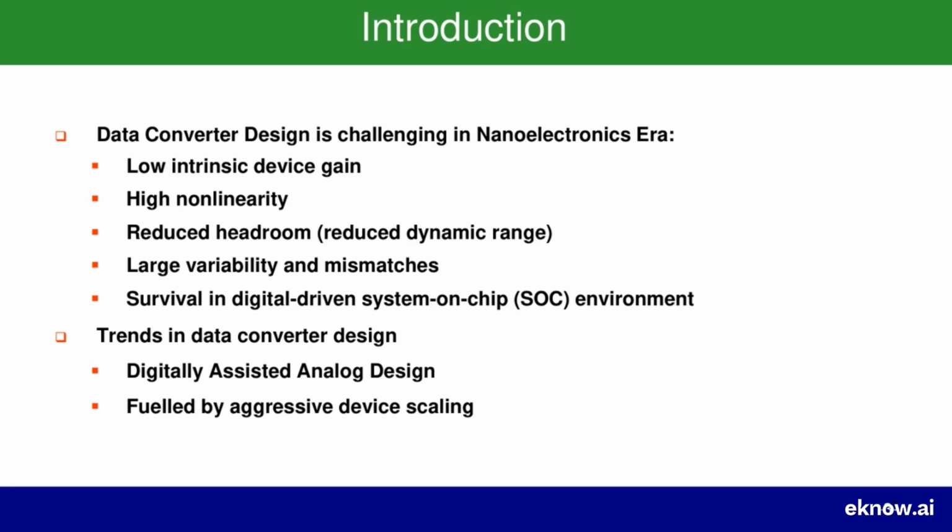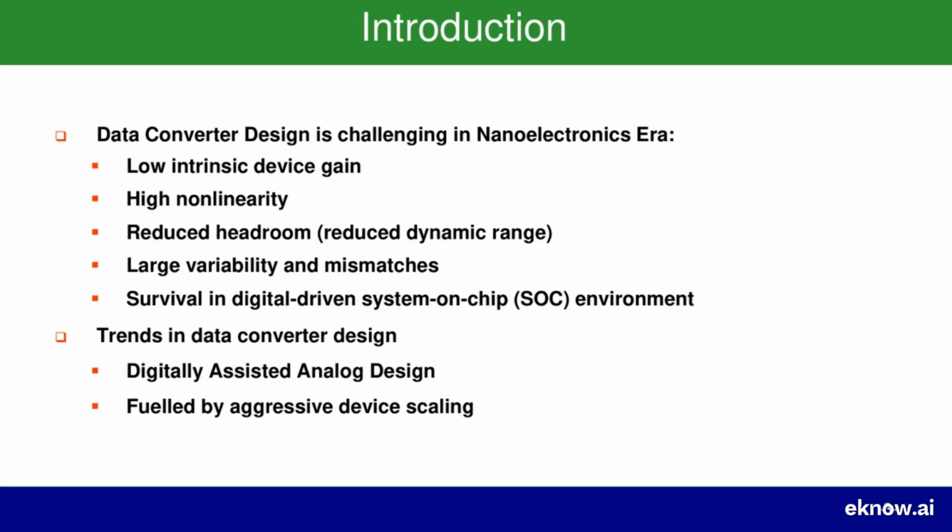Then there's reduced headroom. This is a direct consequence of lowering the power supply voltage to save power in modern chips. Headroom is essentially the voltage range your signal has to operate within. If the supply voltage drops from, say, 3 volts to 1 volt, your signal has much less room to swing. This directly impacts the dynamic range, which is the ratio between the largest and smallest signals the converter can accurately handle. It's like trying to paint a masterpiece on a much smaller canvas.